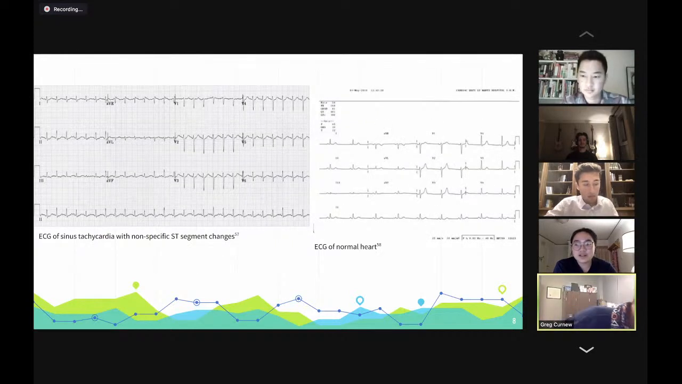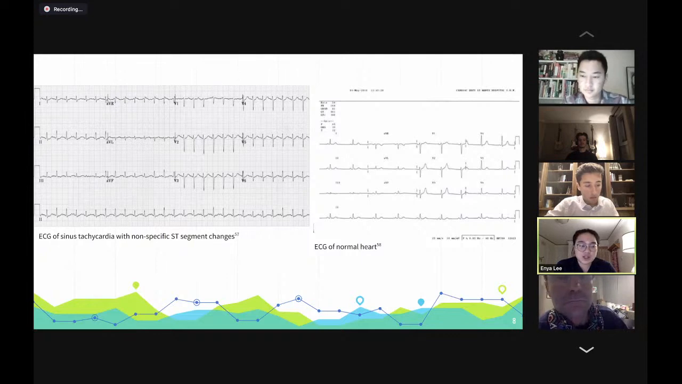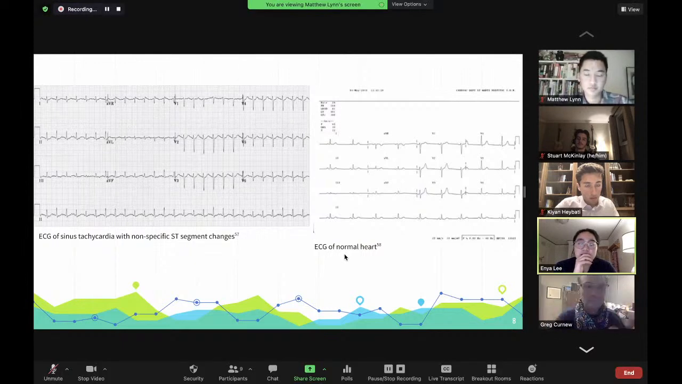And here is an ECG of a heart with myocarditis and one of a normal heart. The most common ECG abnormalities seen in myocarditis are sinus tachycardia and non-specific ST segment and T wave changes. Here on the left side, we can see an example of that, an ECG of sinus tachycardia with non-specific ST segment changes.